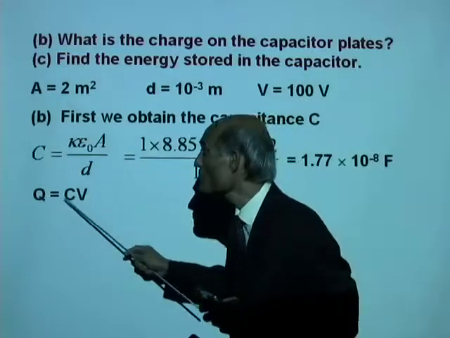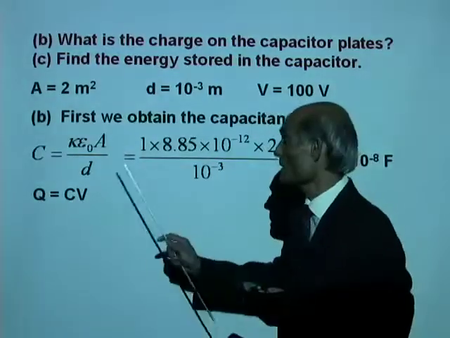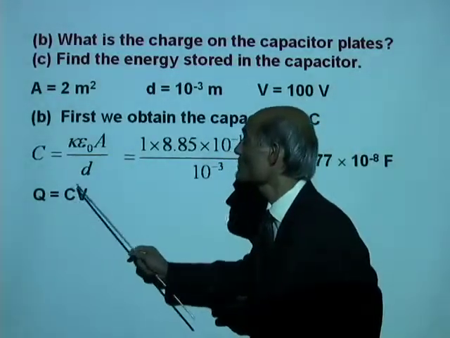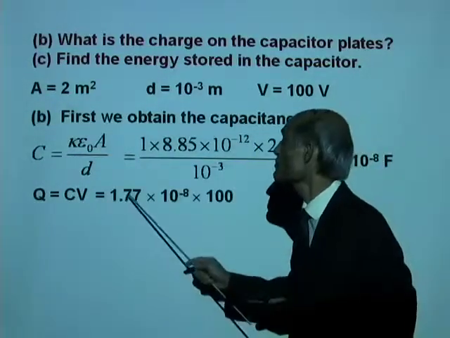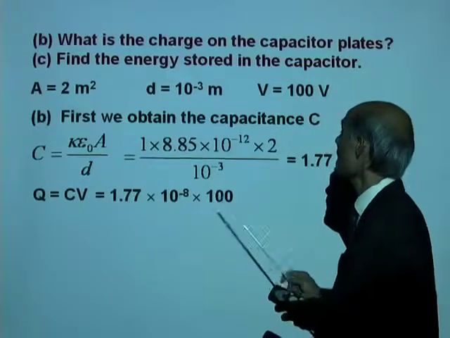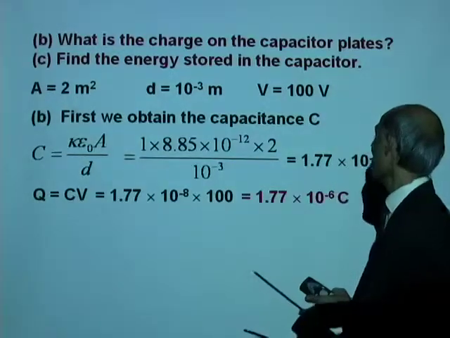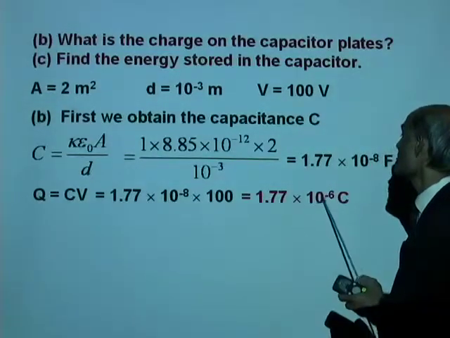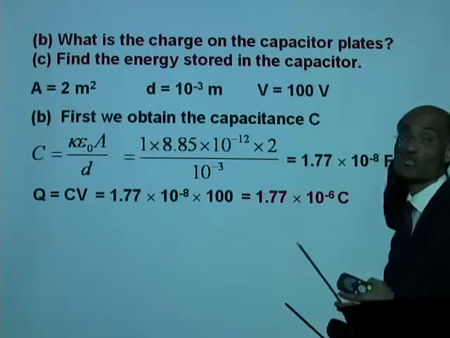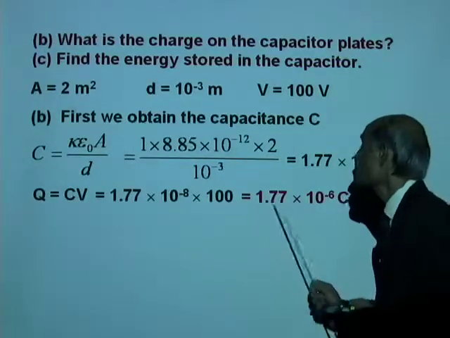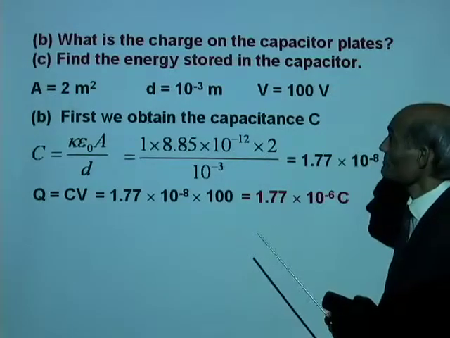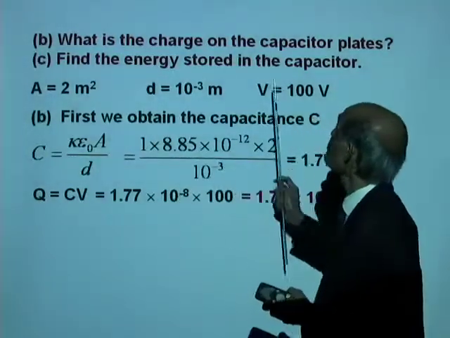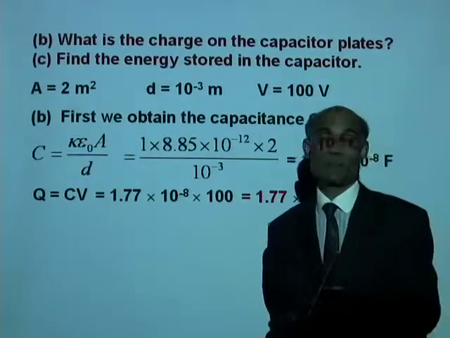Alright, Q equal to CV. We have now obtained the value of C. We know the potential difference. Therefore, Q equal to C times V. That will be 1.77 times 10 to the negative 6 coulombs, which is 1.77 microcoulomb. Find the energy stored in the capacitor.